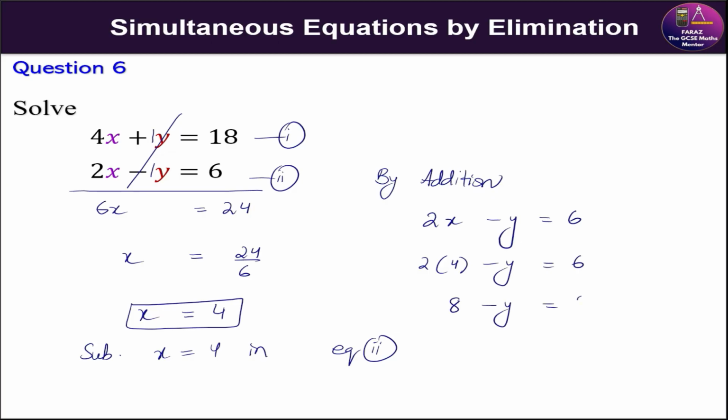8 minus y equals 6, and therefore we have 8 minus 6 equals y. Okay, we have to make y positive, so we add y on both sides, and therefore subtract 6 on both sides. It will give you 8 minus 6, which is 2. Therefore the value of y is equal to 2. Alright, let's move to the next question.